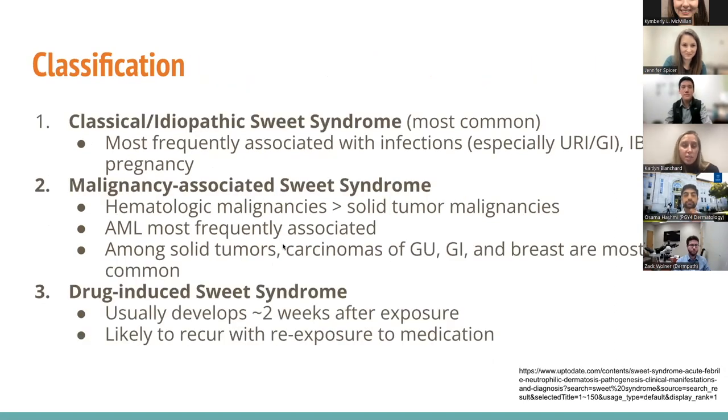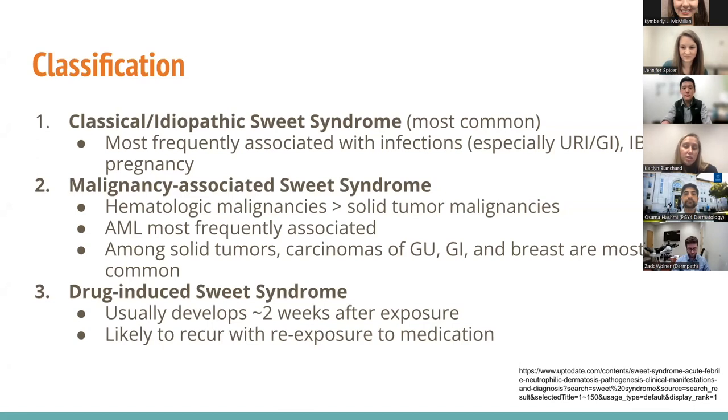So there are different classifications of Sweet syndrome, three main ones: classical or idiopathic, malignancy associated, and drug induced. Classical is definitely the most common, frequently associated with infections, URI or GI infections, IBD. I know Dr. Spicer alluded to this a little bit earlier in her presentation, as well as pregnancy.